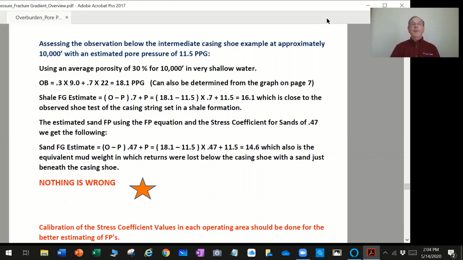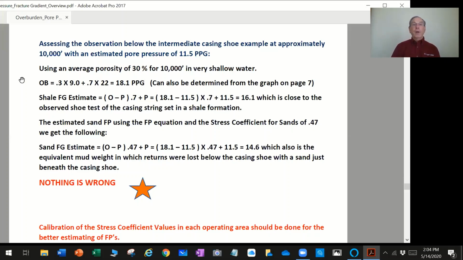If we assess the observation below the intermediate casing shoe that I just described, say it has an estimated pore pressure of 11.5 pounds per gallon, using the average porosity of 30% at 10,000 feet in very shallow water, overburden is going to be 0.3 times 9 pounds per gallon water, plus 7/10 times 22, which is rock. That's going to give us an overburden of 18.1 pounds per gallon. Of course, you can also get it off the graph on page 7. There's no right way, it's just easy to calculate.